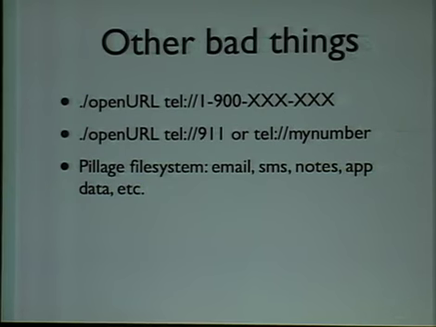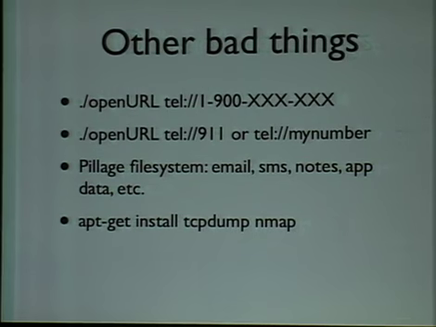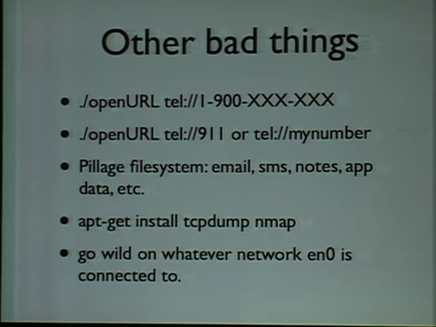If you're curious, my iPhone is currently not jailbroken. After I scared myself, I was like, I'm going to play by the rules. Of course, you could pillage the file system, look around. You could apt-get install tcpdump, nmap, and pretty much go wild on whatever en0 is connected to, though you may have to have a couple of things working, full disclosure, to make that work.